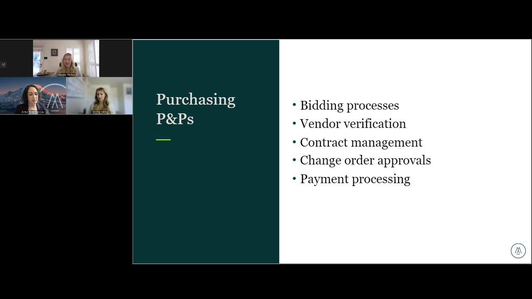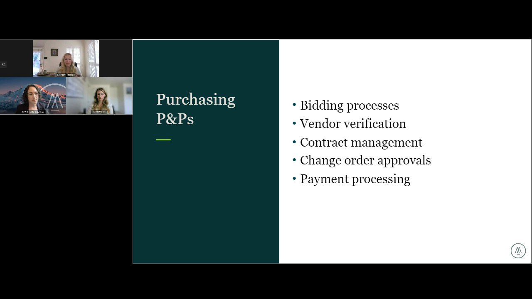Contract management. So we get a contract, yay. So what happens next? Who is the responsible party for that management? Who's going to be looking to make sure that we're getting everything that we asked for and whatnot? Is there something unallowable that we're receiving that we shouldn't be receiving? Really making sure that you have that information.